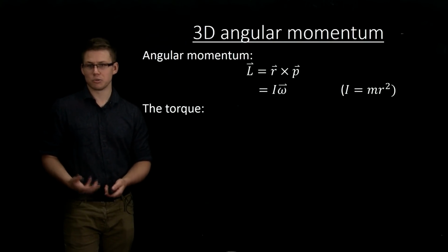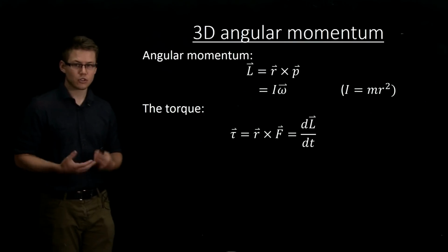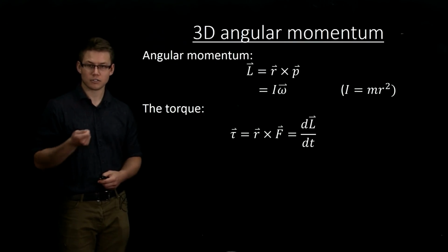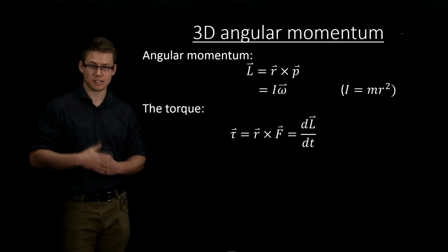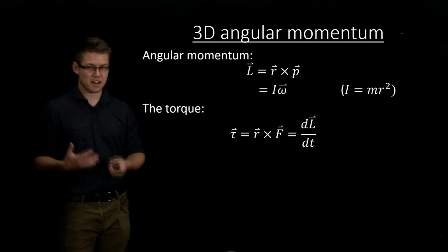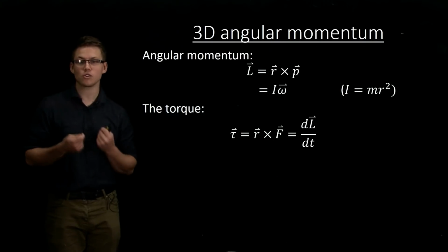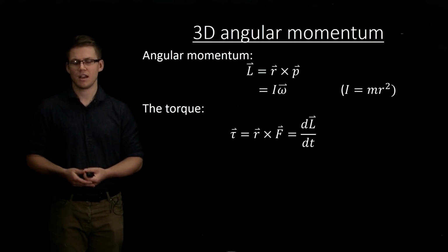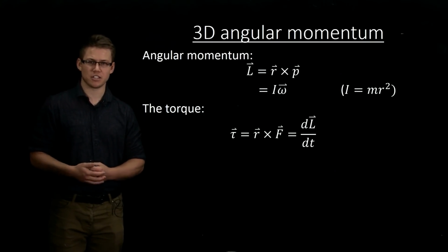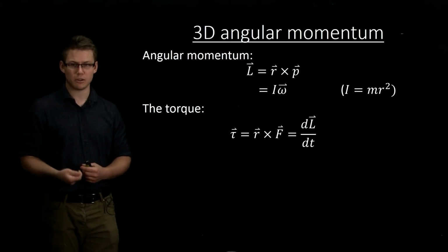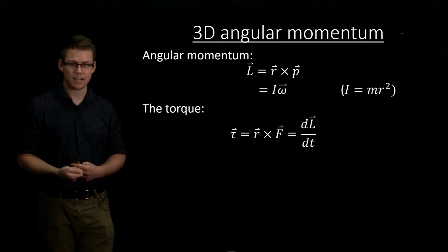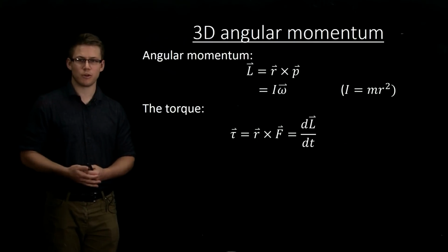The other equation, of course, which we had was the torque. Now, the torque was given by r times f in the simplified version. Here, as you may have guessed, it's going to be r cross f. So the torque is also a vector quantity. However, we also had this other definition that the torque is the rate of change of angular momentum, dL by dt. Are these two things equivalent?